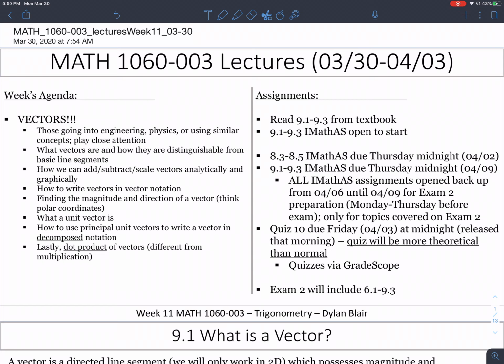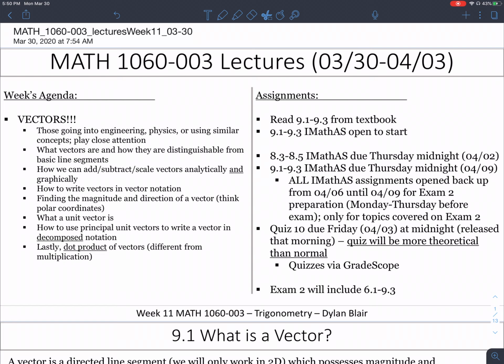We are going to talk about what vectors are and how they're distinguishable from basic line segments. We'll talk about how we can add, subtract, and scale vectors analytically and graphically, how we write vectors in vector notation, how we find the magnitude and the direction of a vector. We'll talk about what a unit vector is, and we'll also talk about principal unit vectors and how to decompose a vector into these principal unit vector notations. And then we will also talk about the dot product and also some applications of the dot product, such as projections of a vector onto another vector.